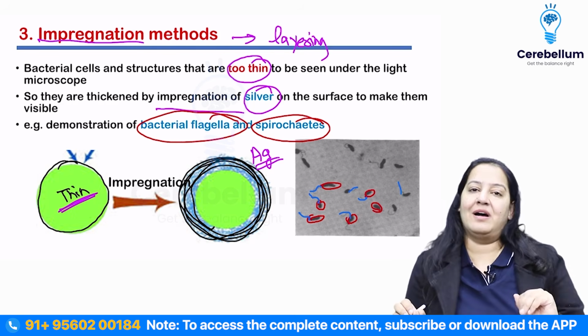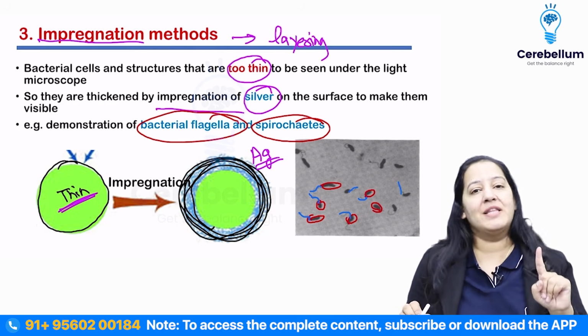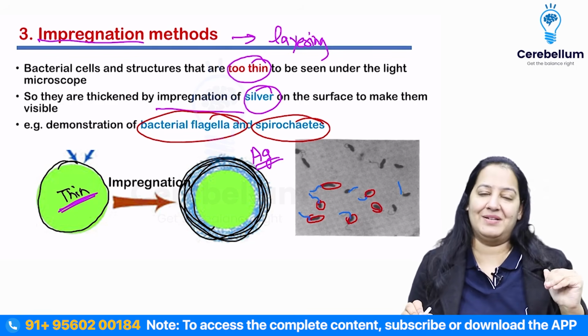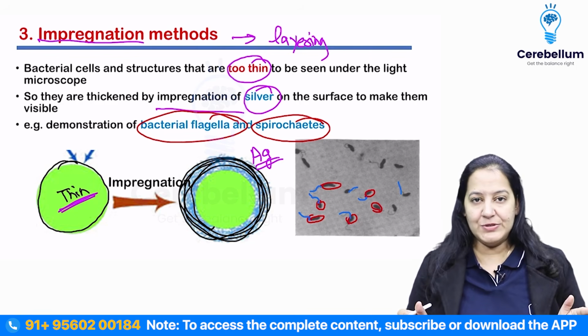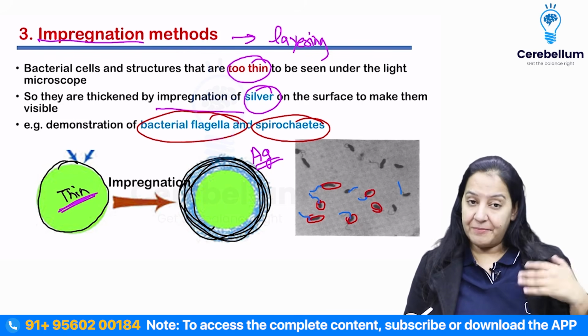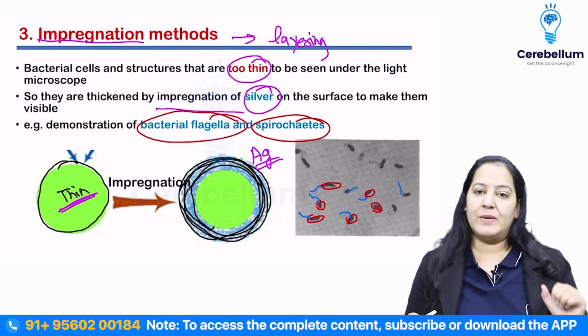So bacterial flagella, and spirochetes. These are the two uses of the impregnation method. Now in impregnation, what all MCQs can you get? Here you will not get an image-based question, right? So you can get the principle. For thin bacteria, we can use it.